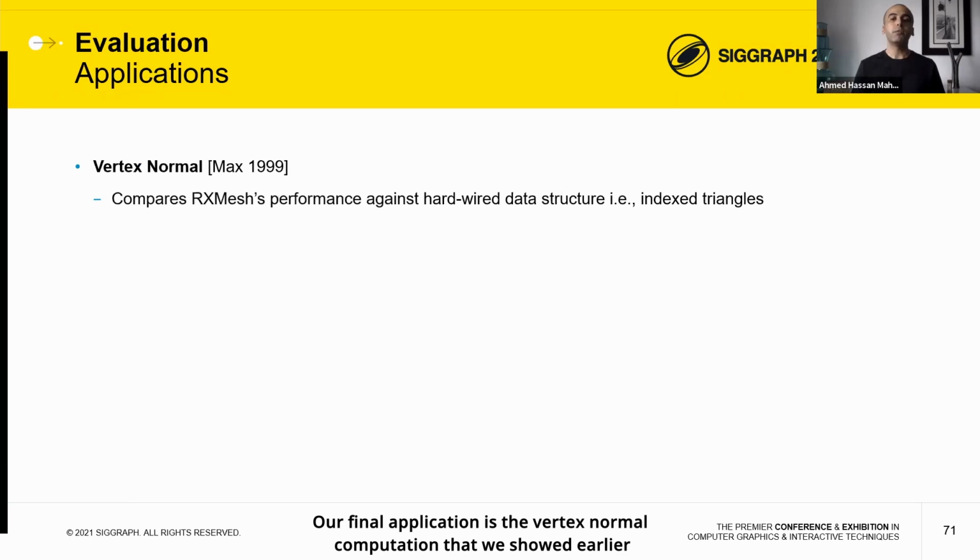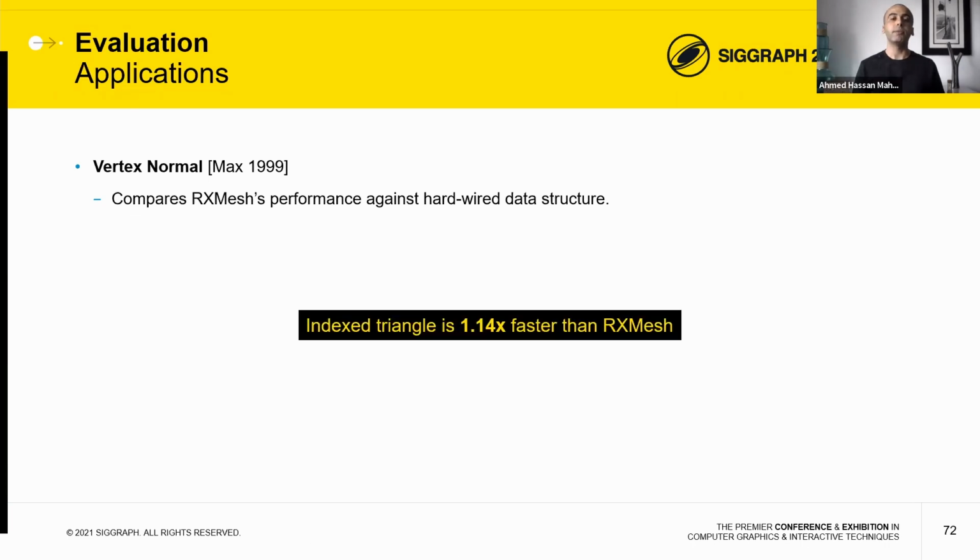Our final application is vertex normal that we have shown earlier. While being a very simple application, it provides us with insight into how RXMesh performs against the highly hardwired application-specific data structure, which should always give us the optimal performance. For this application, we only query the face-to-vertex relation, and thus we use the indexed triangle for this comparison. And we find that indexed triangle is only slightly faster than RXMesh, and this is really encouraging because it means that RXMesh's generality virtually imposes no performance penalty.